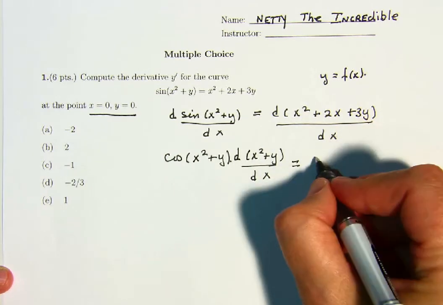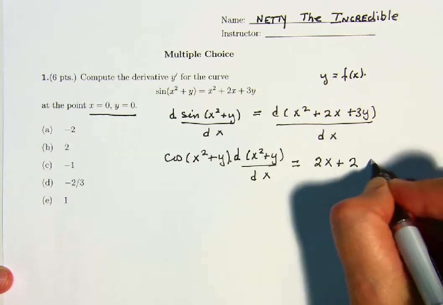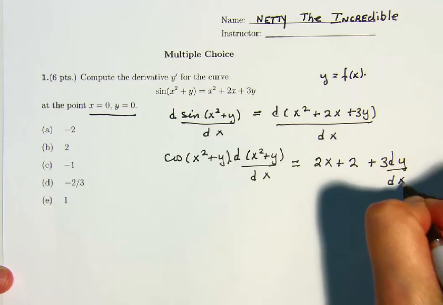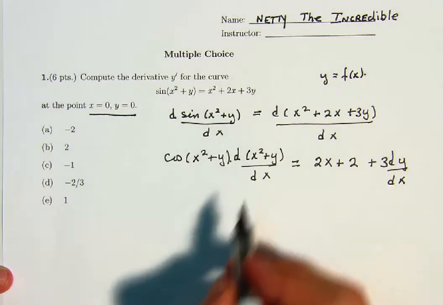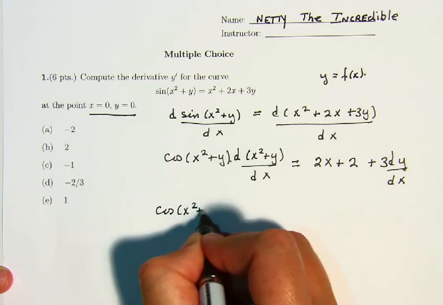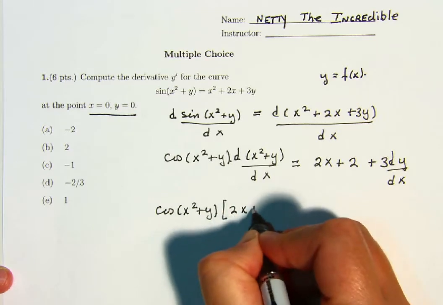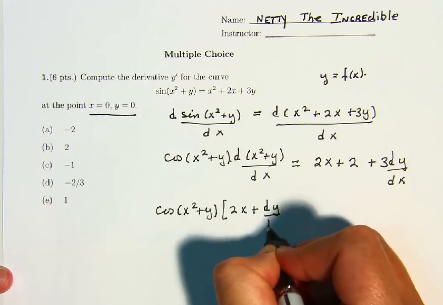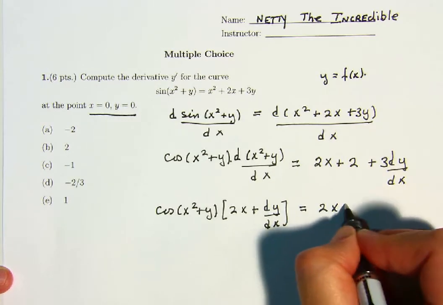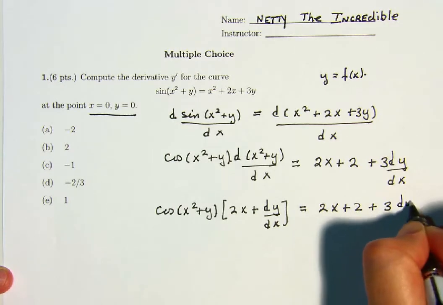And of course the derivative of the right-hand side with respect to x is 2x plus 2 plus 3 times the derivative of y with respect to x. And now we have a little more work to do on the left-hand side. That's cosine x squared plus y times 2x plus the derivative of y with respect to x. And the right-hand side is 2x plus 2 plus 3 times dy dx.